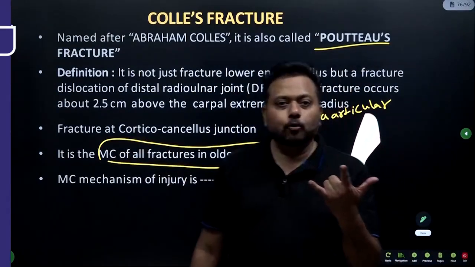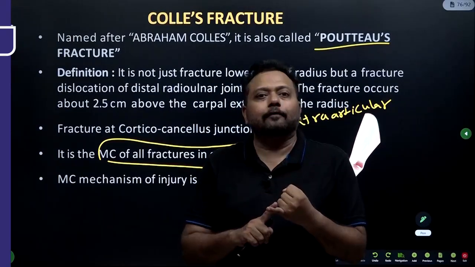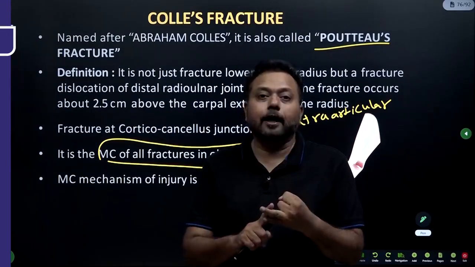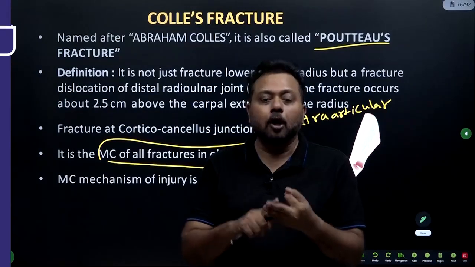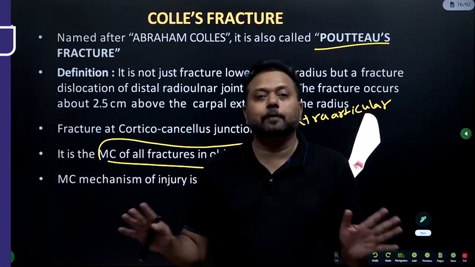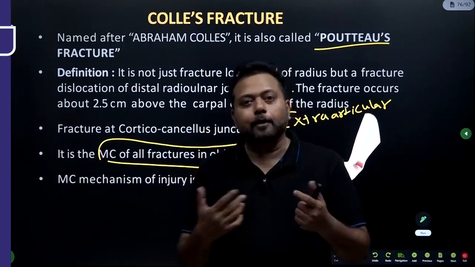So we have discussed a few most commons so far. Most common fracture of newborn, fracture clavicle. Most common fracture of childhood, supracondylar fracture. Most common fracture of young adults, scaphoid fracture. Most common fracture of elderly, Colles fracture. Coincidentally, all the most common fractures happen in the upper limb only.